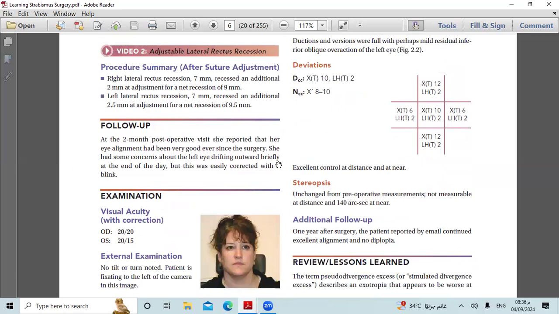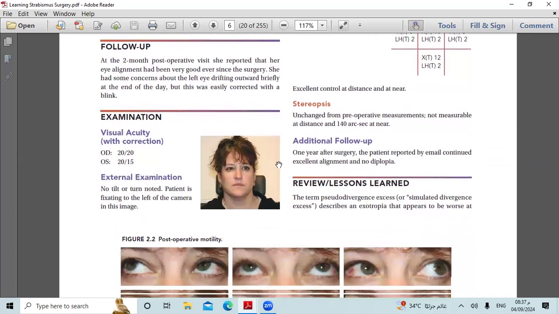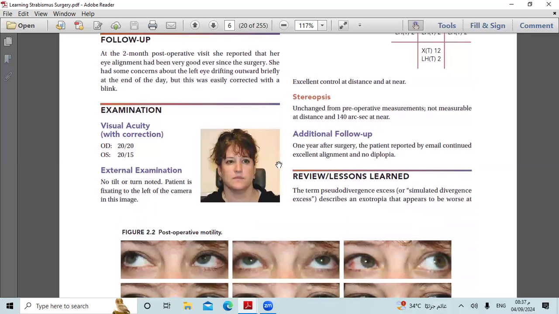Okay, Dr. Aima, can you please continue reading? Follow up. At the 2 month postoperative visit, she reported that her eye alignment had been very good ever since the surgery. She had some concerns about the left eye drifting outward briefly at the end of the day, but this was easily corrected with a blink. Examination: visual acuity with correction in the right eye was 20/20, in the left eye 20/15. External examination: no tilt or turn noted. Patient is fixating to the left of the camera in this image.